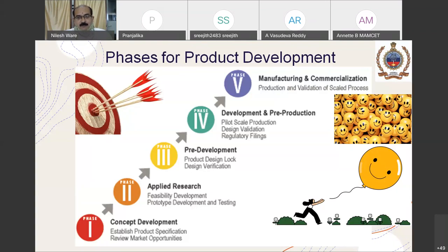The development, pre-production, sitting in a consortium, sitting with the end users, sitting with the industrial people, debating the pros and cons of the developed processes and products. You have lots of ifs and buts. So it doesn't take off very nicely in the development. And the final one is the manufacturing and commercialization.